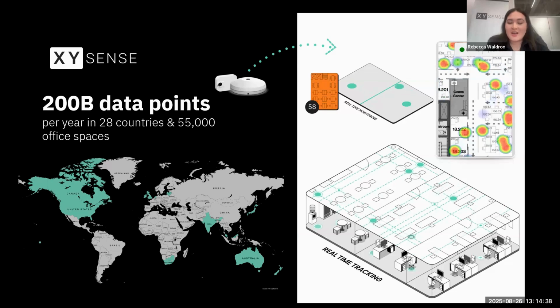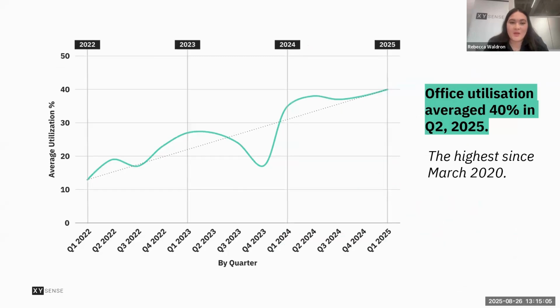So to get this data, at XY Sense, we collate over 200 billion data points across 28 countries and 55,000 office spaces per year. We bring this together into an industry report called the Workplace Utilisation Index, which we publish biannually. This covers both global and regional trends in workplace data. In our recent publication, I thought we could go through some of the themes that we've seen recently.